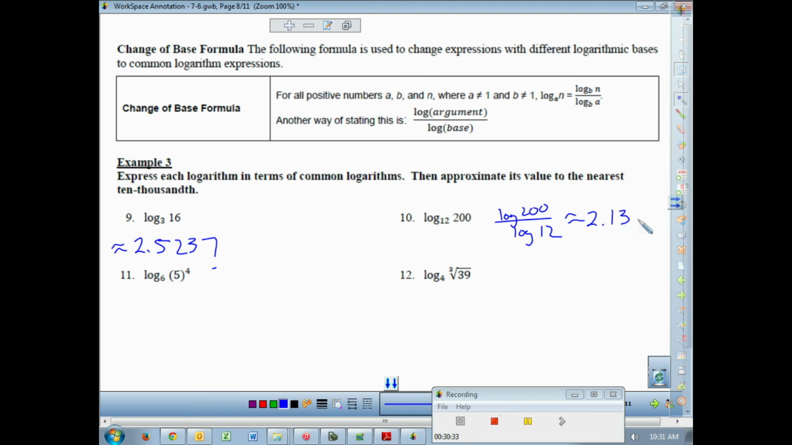Sorry, and I wanted you to write this down. On the homework, let's do the next one the way we'll do it on the homework. I want an exact answer, and I want an approximate answer. So see how I wrote this? Exact answer is log of 5 to the 4th. What is 5 to the 4th power? So log of 625 over log of 6. That's what I want you to have. And then tell me what that is approximately.